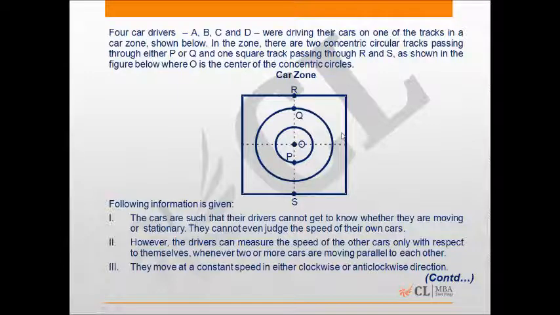The information is that the cars are such that their drivers cannot get to know whether they are moving or stationary. They cannot even judge the speed of their own cars. The driver can measure the speed of the other cars only with respect to themselves. Basically, they are talking about relative speed here, right? So you can judge the relative speed of the other car, but not the actual speed. They move at constant speed in either clockwise or anti-clockwise direction.